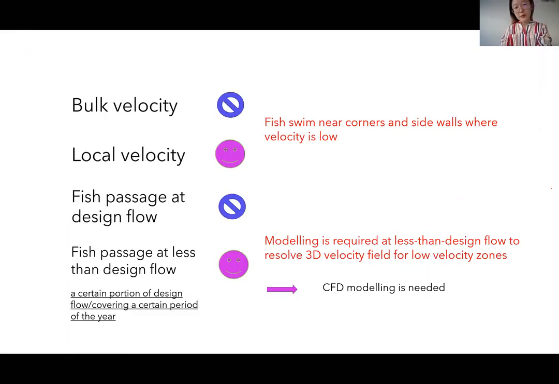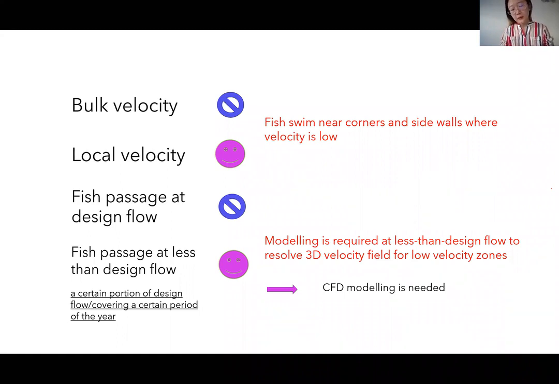So we were trying to find a way around both problems, and the idea we came up with is that instead of slowing down the bulk velocity, that is the average velocity within the culvert, we focus on the local velocity, because fish like to swim near the corners and the sidewalls, where the flow is slower. And instead of passing the fish at design flow, which doesn't happen in Australia that much, because Australia is overall a pretty dry country, and in most states you would have a flood only at certain periods of the year, and for most of the year the flow in the creeks is pretty low anyway, we were not going to focus on passing fish during design flow. We were going to focus on passing the fish at some point less than the design flow, maybe 10%, 20% of the design flow.